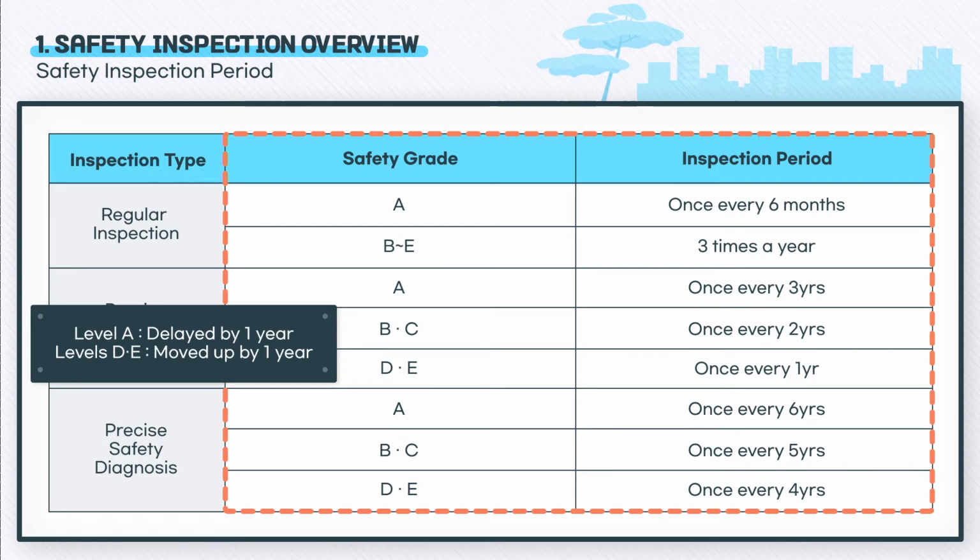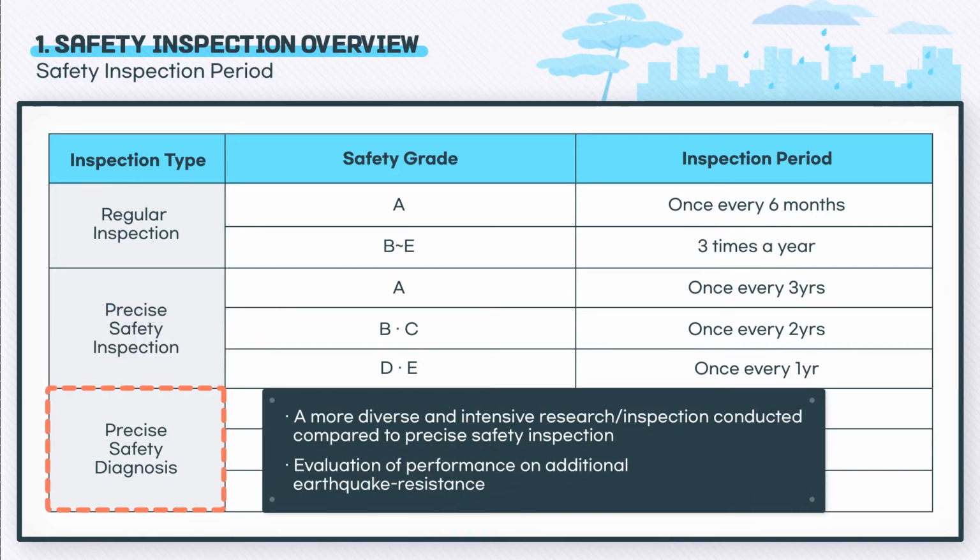When a precise safety inspection or diagnosis of a facility is completed, a safety grade from A to E is given. If a facility receives a safety grade of A, the period of inspection is delayed by 1 year. On the other hand, a safety grade of D or E means that the period of inspection is moved up by 1 year. A precise safety diagnosis involves more thorough and intensive research and inspection compared to a precise safety inspection, and also includes an earthquake resistance evaluation of the structure and facilities.